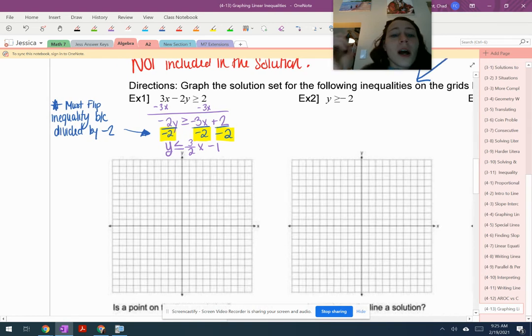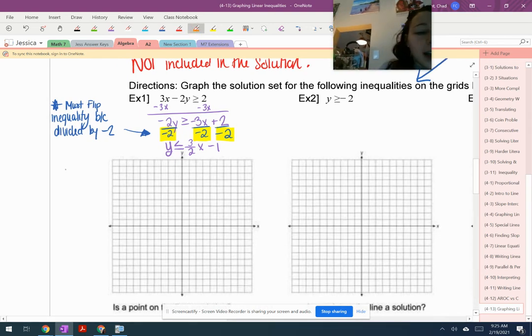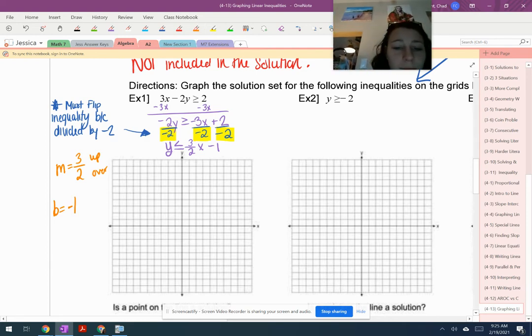All right, so that gives me the information I need in order to graph this fabulous thing. I have a slope, or an m value, of 3/2, which is my up and over, remember that rise and run. And my b value is a y-intercept of negative 1.